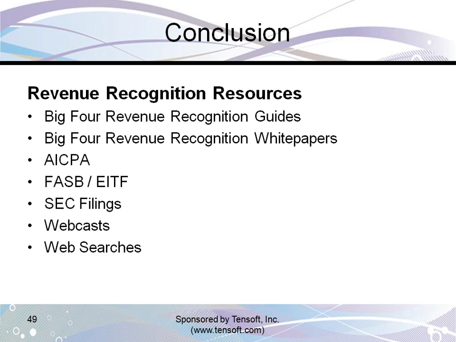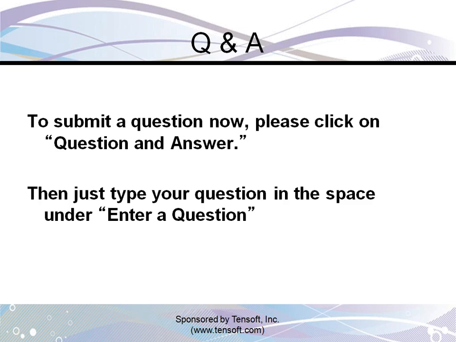So in conclusion, there's a lot of revenue recognition resources for you out there. If you look at the Big Four and some of the other accounting firms, they have revenue recognition guidelines and revenue recognition white papers or study guides for you. You can look at the AICPA and the FASB. SEC filings of companies where they disclose their methodologies for ESP are really useful for crafting your disclosures and maybe understanding what similar companies are doing. Webcasts such as this, and you can just do some web searches which will give you some really interesting information.